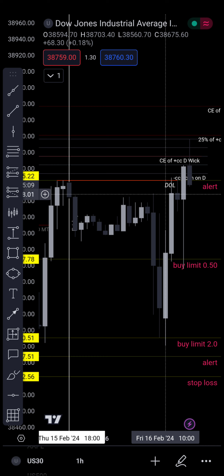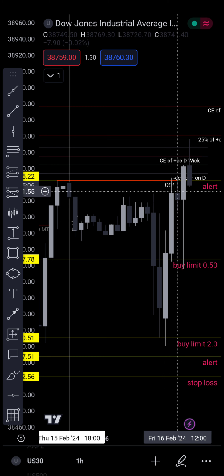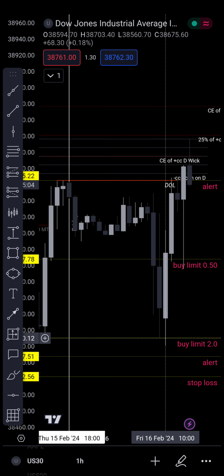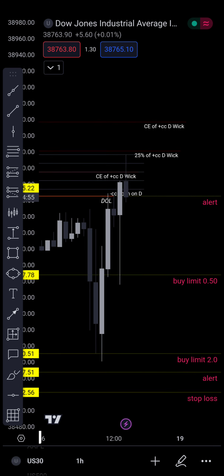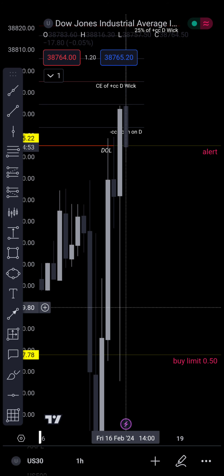Anyway, then it came up here to the draw on liquidity, and it was just beautiful. I just saw it clip right here. I got in on the buy limit, 2.5 lots, and I just got out right there. I mean, it could go all the way up here. I have areas up here where price could continue to go, and I'll show this now in the video.